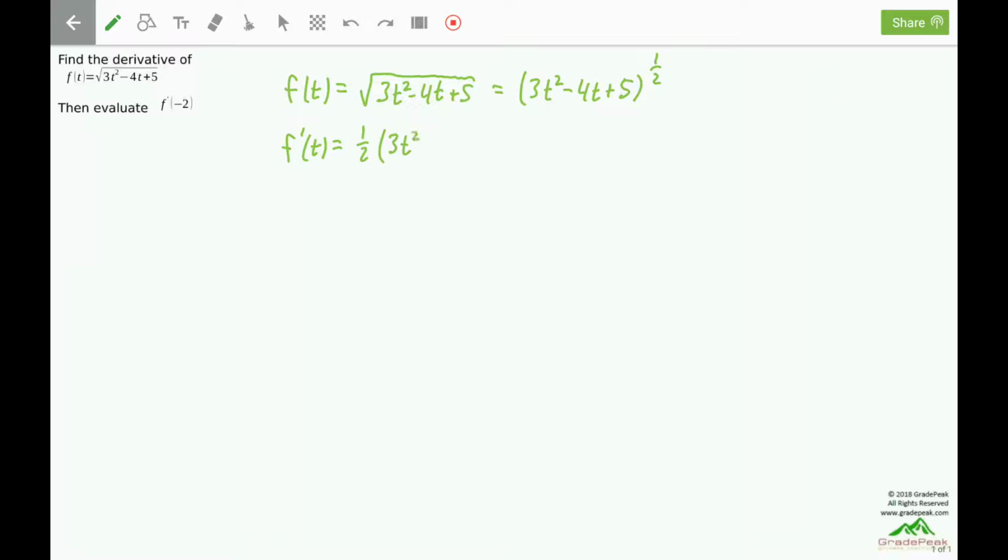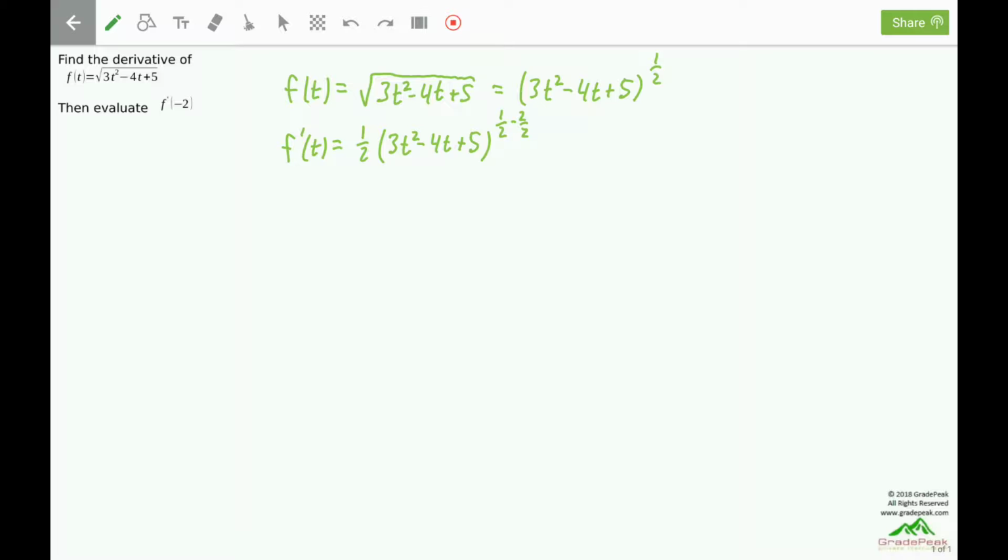Leave the inside alone exactly as we see it. Subtract 1 from the power, 1/2 minus 2/2. I'll call it 2/2 so we can subtract it with a common denominator. But then, since the inside of the 1/2 power isn't just a t, it's an entire expression, we have to multiply by the derivative of the inside, since it won't be just a 1, but something more than a 1.